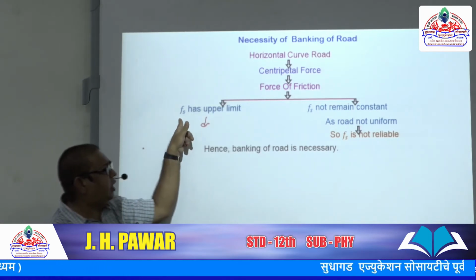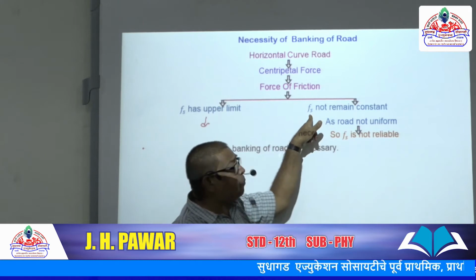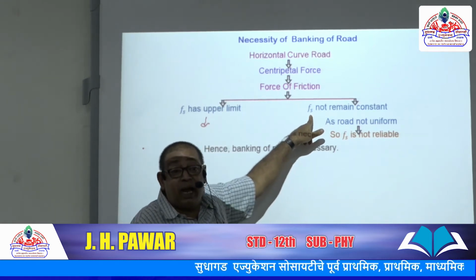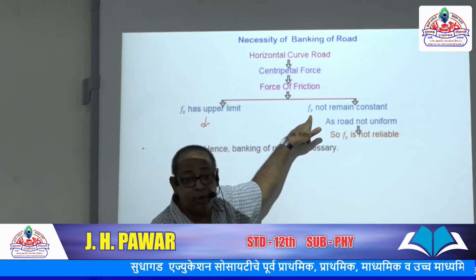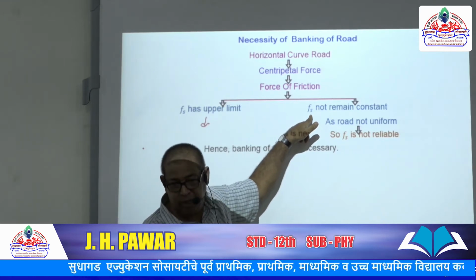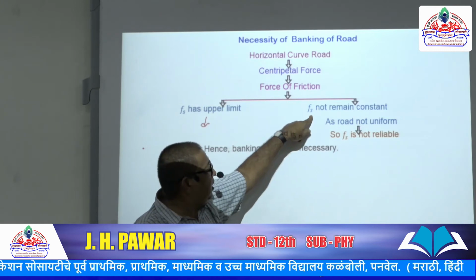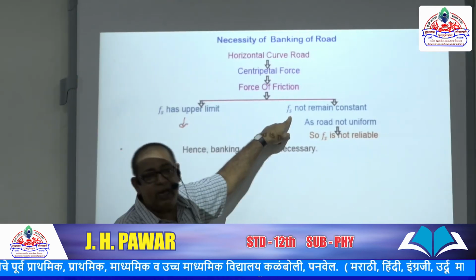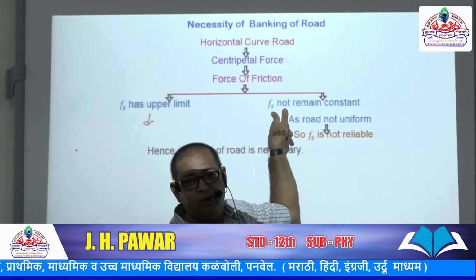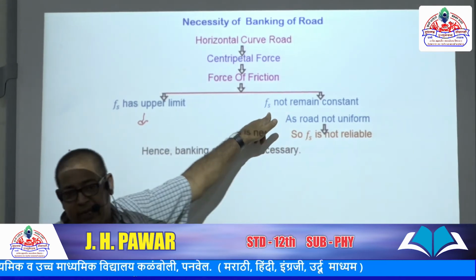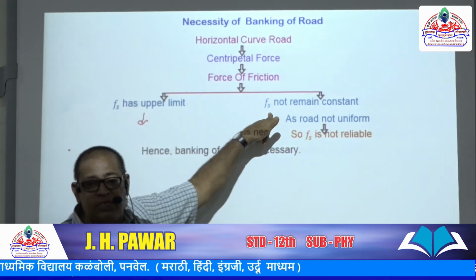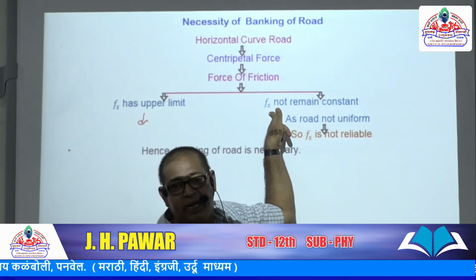Another thing is also there. Force of friction is not always reliable and does not remain constant, because the road is not totally uniform. So the magnitude of the force of friction changes. Another thing is that when oil falls from moving vehicles, the road becomes slippery, so the force of friction decreases.